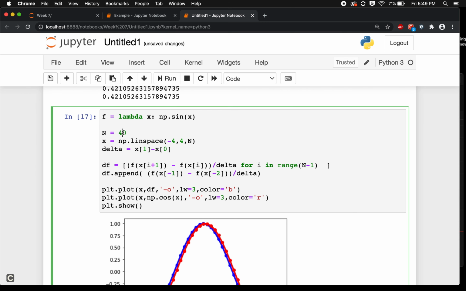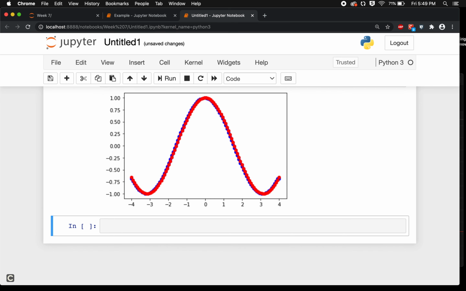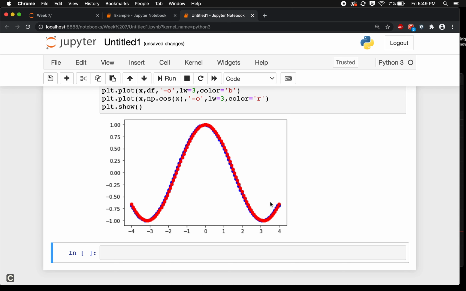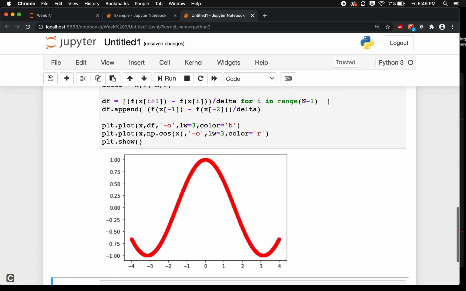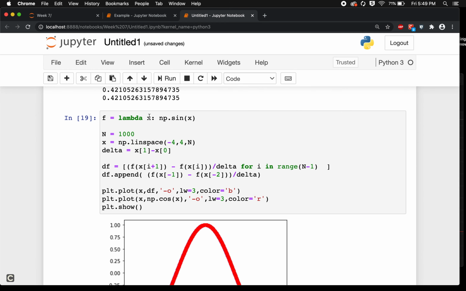And then finally, if we did x equals like 100, right, we're going to have almost perfect overlap with the two functions. And so in general, as you add more and more n or more points, you're going to get better and better approximations. If we did 1,000 points, obviously it's going to be pretty much the exact derivative.